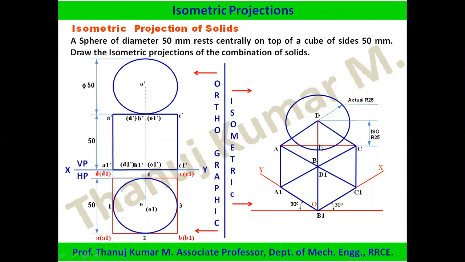This is the center of the top face of the cube. From here I'm measuring it. This becomes the isometric 25. I'm locating the center of the sphere. That point may be D or below D. From that point, I'm measuring the actual radius 25 mm. From that one, I'm drawing the circle.